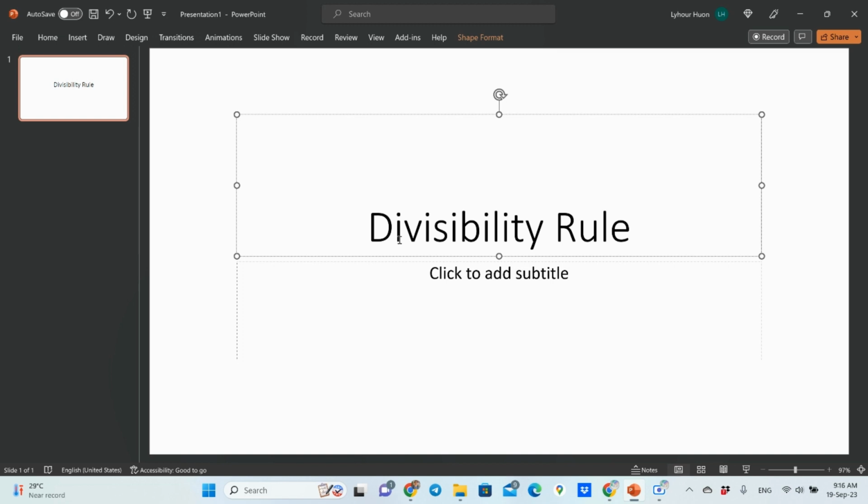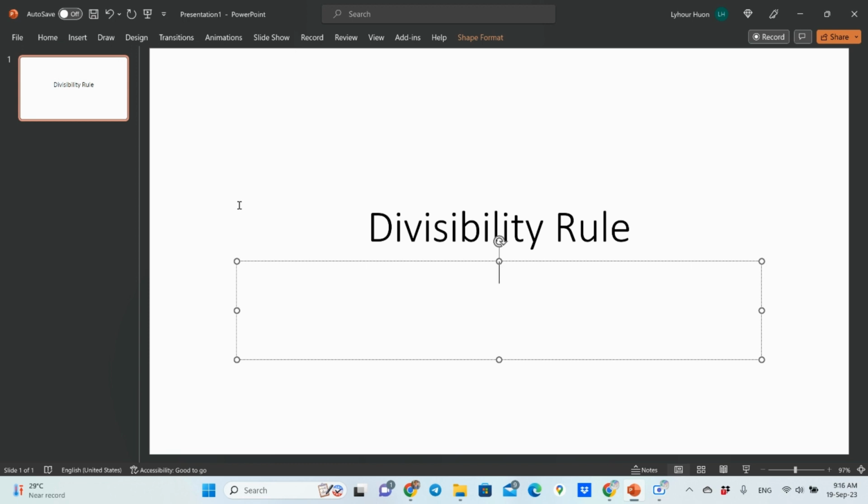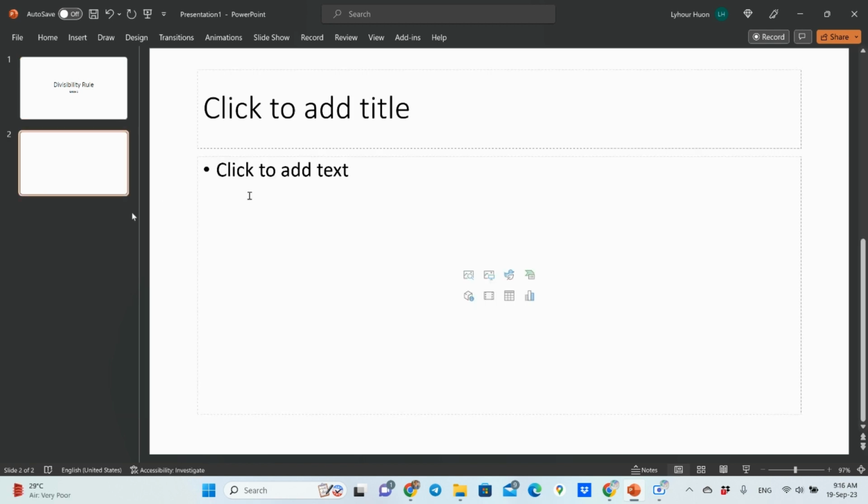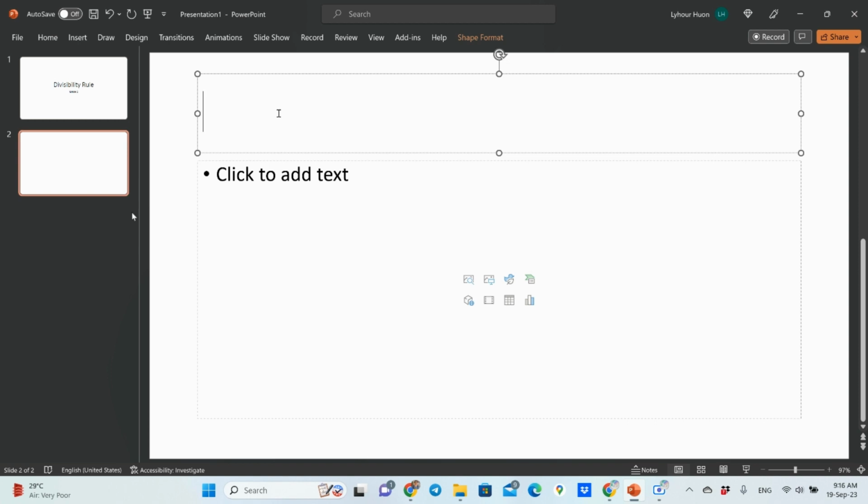Last time we already studied addition, subtraction, multiplication, and exponents. Now we want to know about the divisibility rule, for grade 6. Divisibility rule is actually inside number theory.